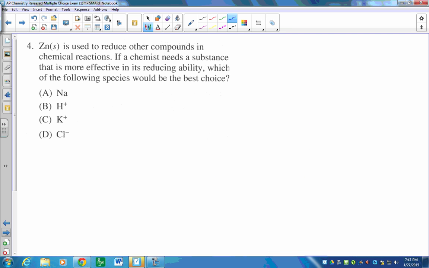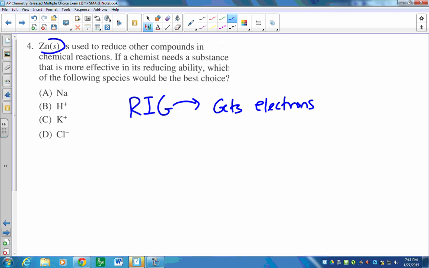Okay, I love this. Zinc is used to reduce other compounds. Okay, so what does reduced mean? Oil rig, reduction is gain. So when a compound is reduced, it means it gets electrons. And what this problem is telling you is zinc is often used to give electrons to other compounds so they can be reduced. Now, which of the following would be the best choice?